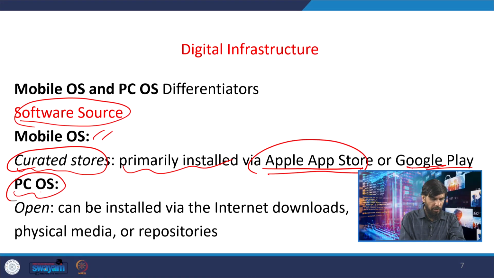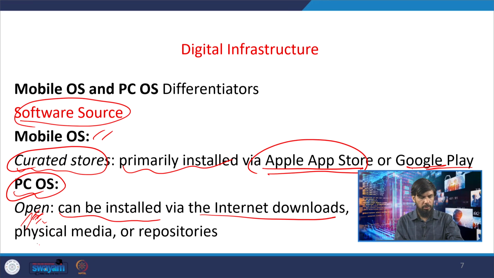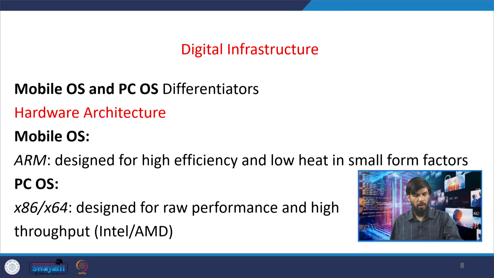Coming back to the PC operating system, how you can source your software is slightly open, because a PC could be used not just for personal use, but also in an office setting. For example, we talked about desktops and workstations, right. So sourcing of software is slightly open: it can be installed via internet downloads, physical media, right, and repositories are also there. Depending on the operating system, whether Windows or Linux, we can install the software in different ways.